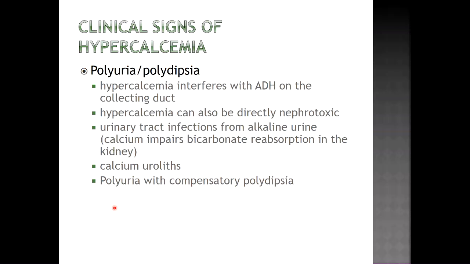Hypercalcemia interferes with ADH at the level of the collecting duct. Remember, that's the part of the kidney where you're able to reabsorb or excrete just straight water. So it's very, very potent in terms of regulating your hydration status, because you don't need sodium or anything else. It's really just water. Aquaporins go into the membrane. It's a very potent way to regulate your hydration. So it interferes with ADH at the collecting duct level, and that's why it's so profound in causing polyuria and then a compensatory polydipsia.